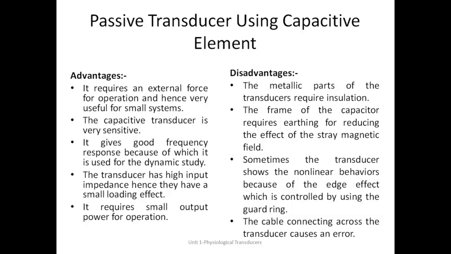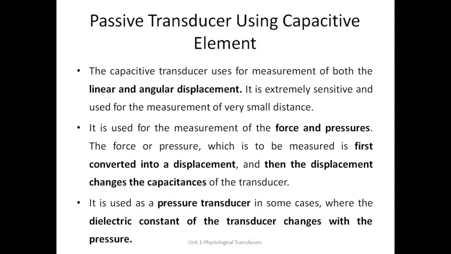The cable connecting the transducers can also cause an error, because the cables themselves can become a capacitance and introduce some disturbing capacitance in between. So that needs proper insulation. That is one of the disadvantages. In total, a capacitive transducer can be used for measuring both linear and angular displacements. It is very sensitive and can be used to measure even very small distances. It can also measure force and pressure.